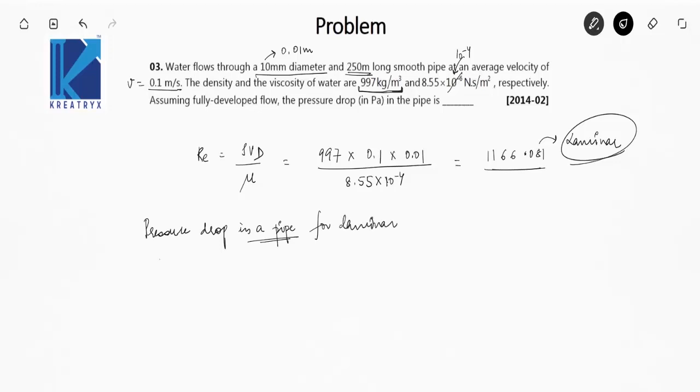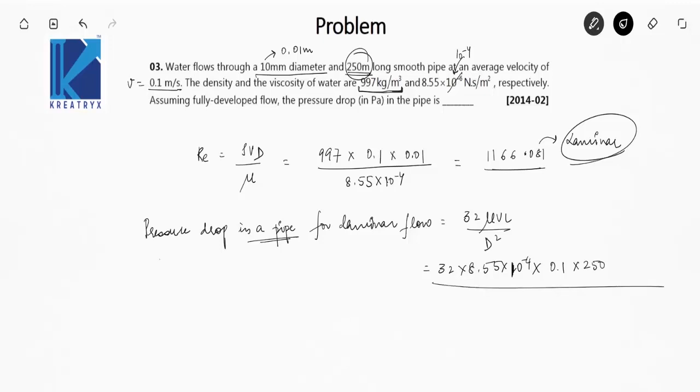you must have derived this and learned this formula, that it is equal to 32 mu VL by d square. Mu is the dynamic viscosity, V is average velocity, L is length of the pipe, and d is the diameter. Put the values. 32, do we know mu? Yes, that is 8.55 into 10 to the power minus 4. Average velocity is 0.1 meter per second. Length of the pipe is 250 meters upon d square, that is 0.01 square.